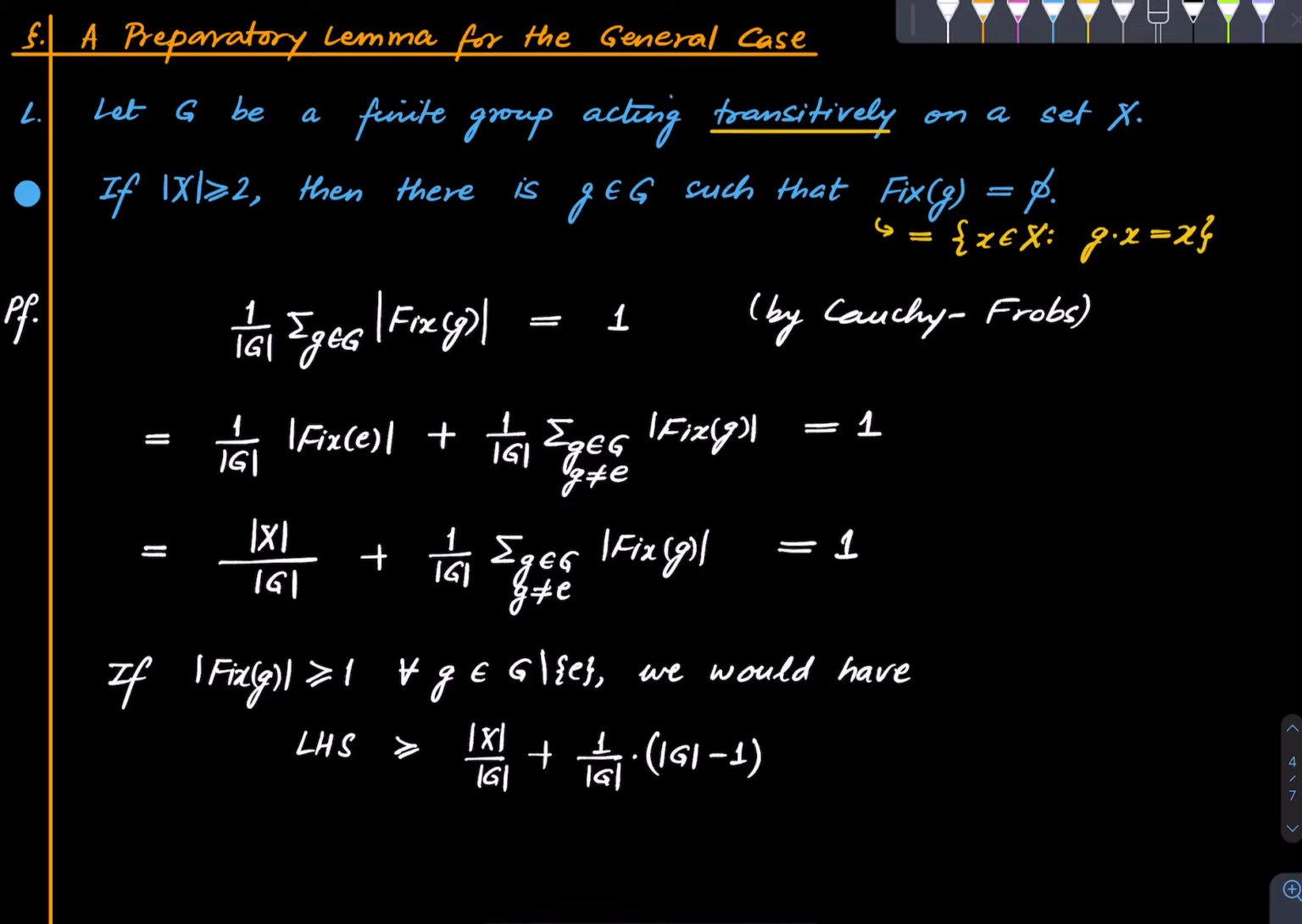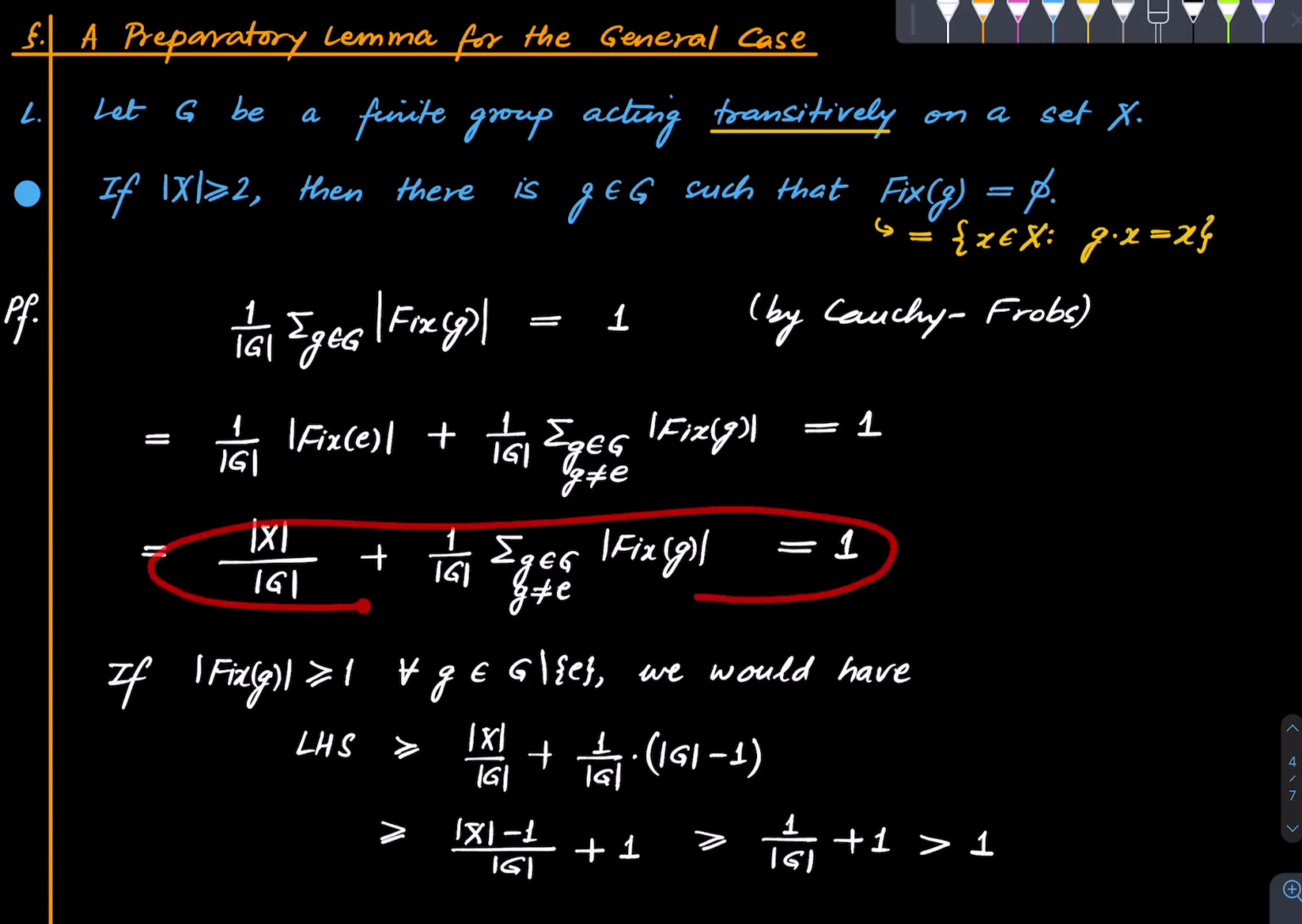Why is that? This is the same as that quantity, while if this inequality holds for each element away from identity, then this quantity would be at least this much, and that's all that we did. Right? Which is at least, just shuffling things around, at least that much. But since the cardinality of X is at least 2, this is at least this much, which is greater than 1. And that would be a contradiction to this equality.